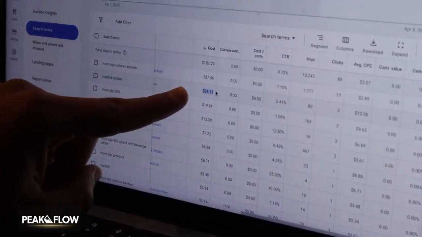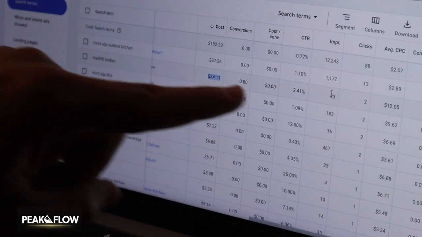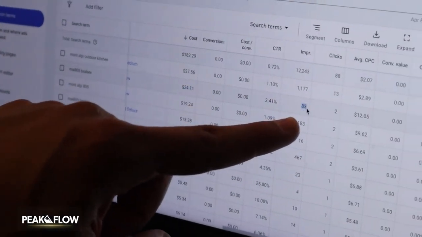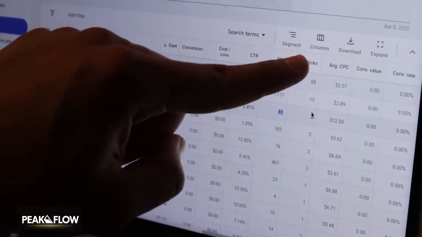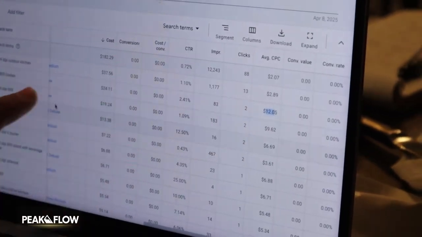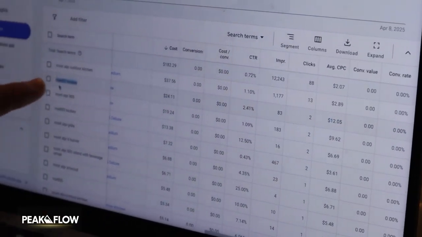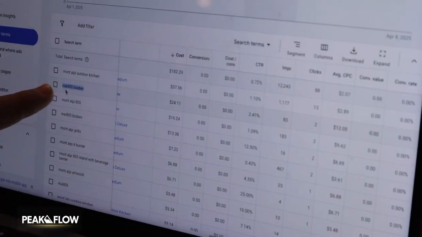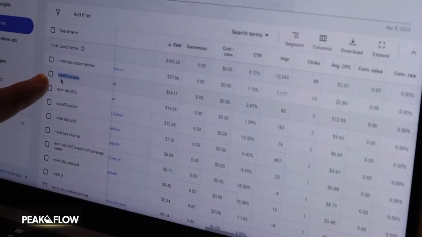And what I love about Google ads is I don't pay until I get a click. Unless someone clicks on my ad, you can see my ad was shown to 83 people. Two people clicked on it. I paid $12 for a click. Can you believe this, guys? Would you pay $12? I would. One sale profit could be maybe $2,000, $3,000 profit.